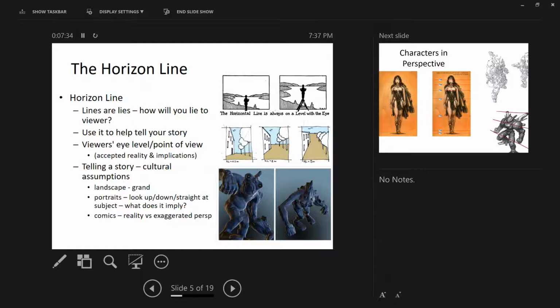I didn't really want to talk about perspective a lot, so I took out all the slides about perspective. But I left in this one about the horizon line, because the horizon line can help you create a pleasing image. Because what you do with the horizon line is you tell the viewer where they are.